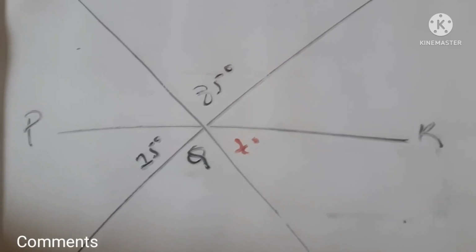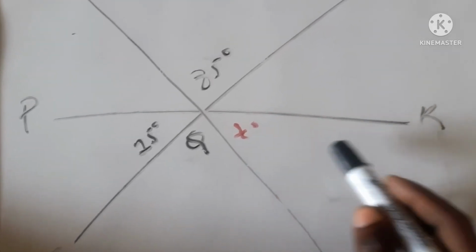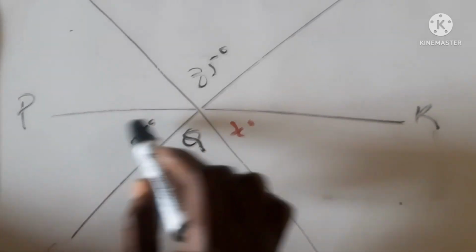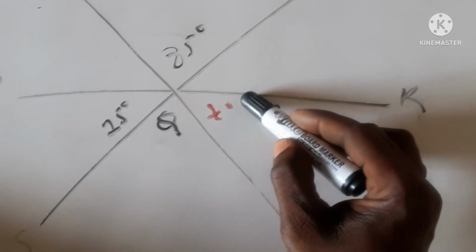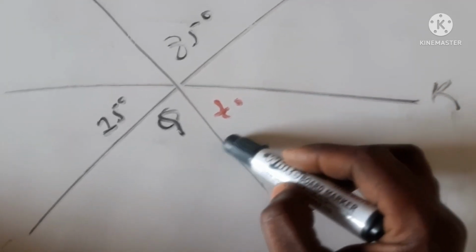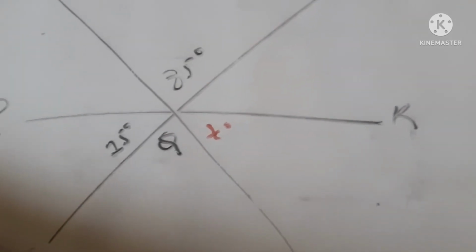X degrees. Our aim here is just to determine this angle. Let's say this road here and this road, where they join or intersect, which angle are they forming? Are they forming 60 degrees, 70, and so on? Now let's have a look at what to use.